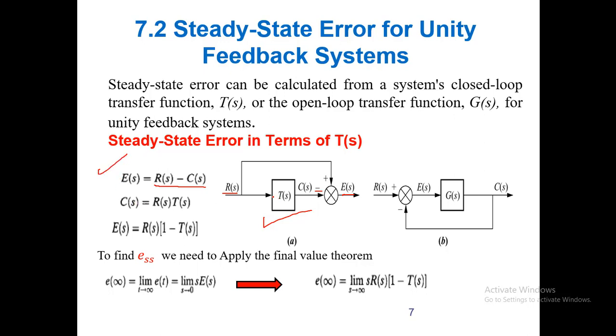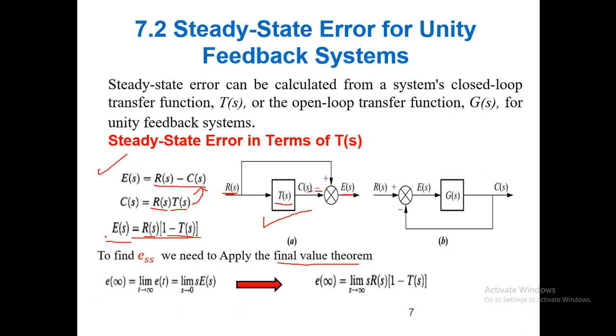And you see that C of s is nothing but T of s into R of s. So if you replace C of s with R of s and T of s in this function, you will get the value of E of s equal to R of s times 1 minus T of s. Now apply the FVT, the final value theorem, which means you have to take the limits up to infinity. If you include that as well, you will get this equation.